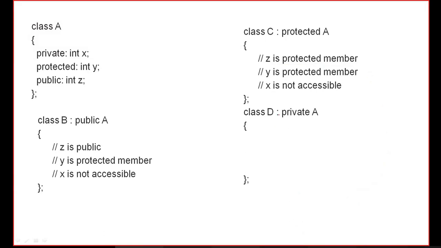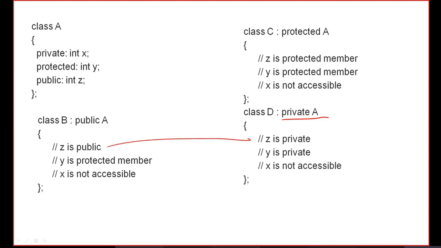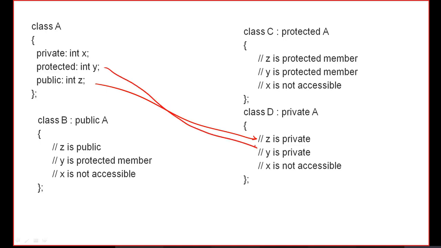Then what about class D? Now class D is inheriting from class A, but in private manner. So whatever is public will go into the private section of the derived class D. Whatever is protected also will be going into the private section of class D. And definitely private remains private. It is not accessible.